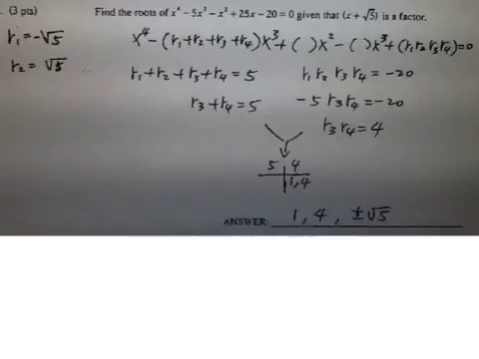And just a quick little mental check is the number of roots is going to be the same as the degree of the polynomial. So if it's a fourth power or a fourth degree polynomial, there's going to be 4 roots. Fifth degree polynomial would have 5 roots, and etc. So we're good to go, and we are finished.